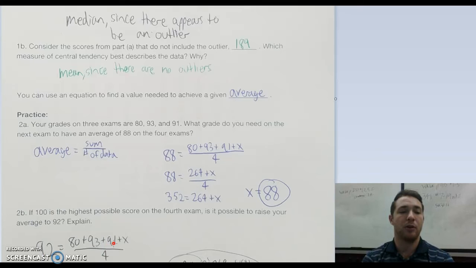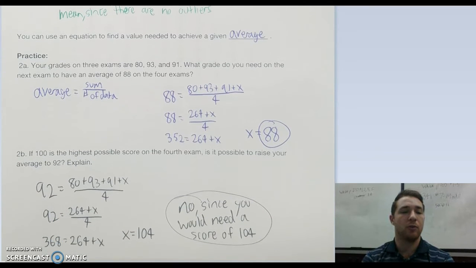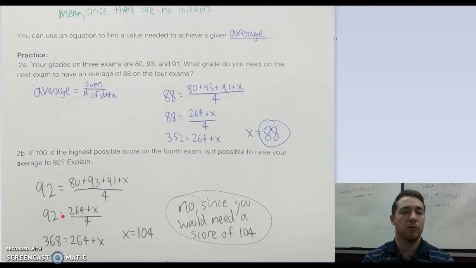So in the formula, I'm plugging in 92 for the average. We have the same 3 scores that we started with, and we still don't know the 4th score. We have to figure that 4th score out. Using those same steps, we take that total, multiply by 4 on both sides to cancel the fraction. If I subtract 264 again, this time we see that we would need 104 on that last test to get a 92 average.